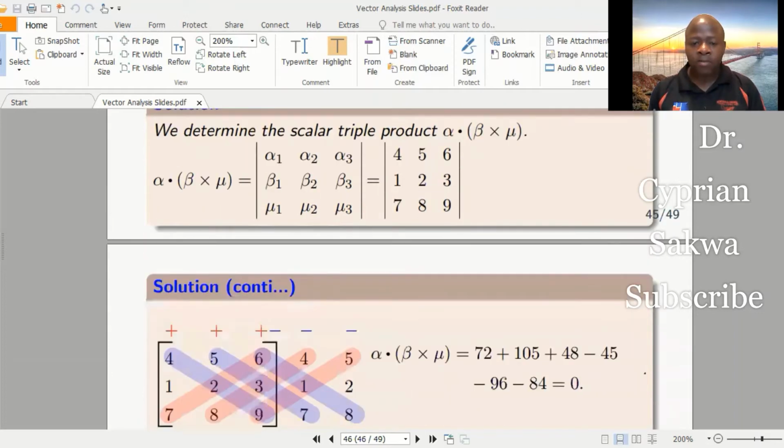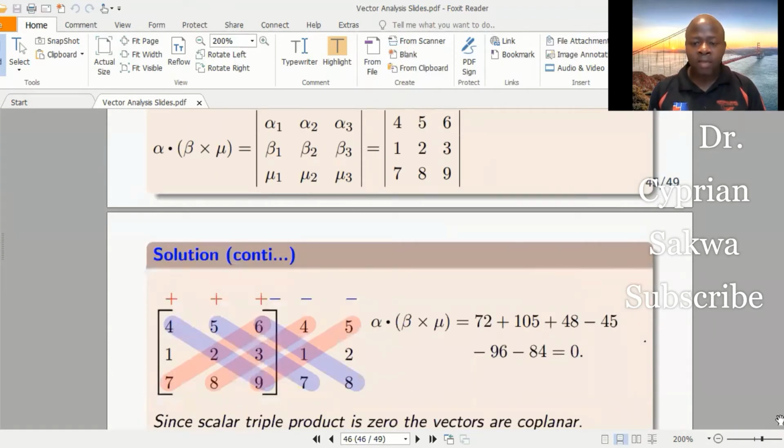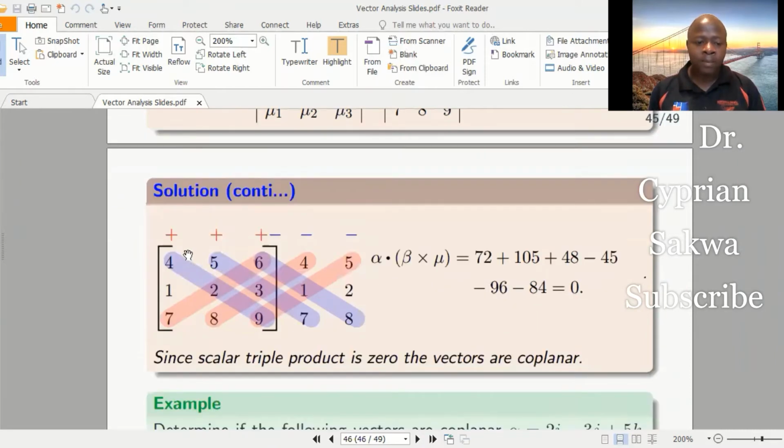So I use the easier way of finding the determinant. I carry the entire matrix as it appears there and place it here. And then take the first two columns and add them here. And then you notice that we have three diagonals running from left to right. They're in blue. Multiply along these diagonals as you add the result. So this will be 8 times 9, which is 72. This will be 15 times 7, which is 105. So I'm adding those results. And this will be 48.